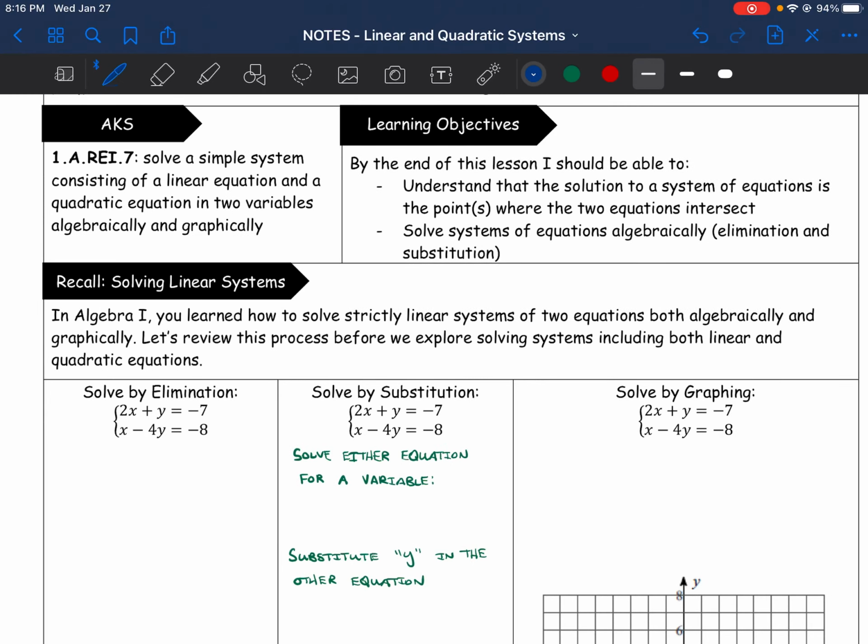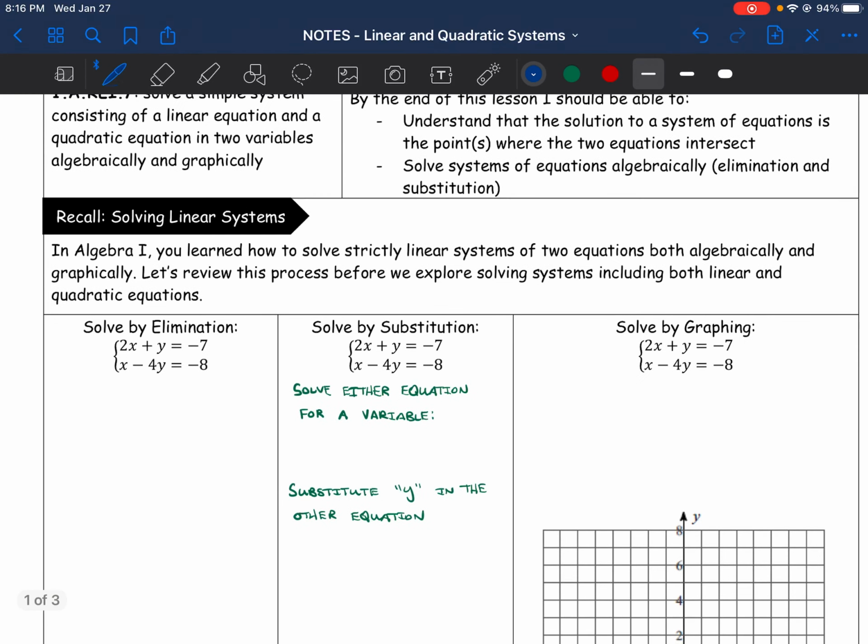So in Algebra 1, you learned how to solve strictly linear systems of two equations, both algebraically with substitution and elimination, and graphically as well. Let's review this process before we begin exploring solving systems, including both linear and quadratic equations.